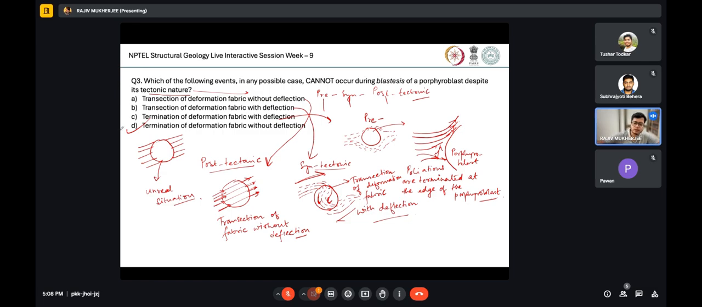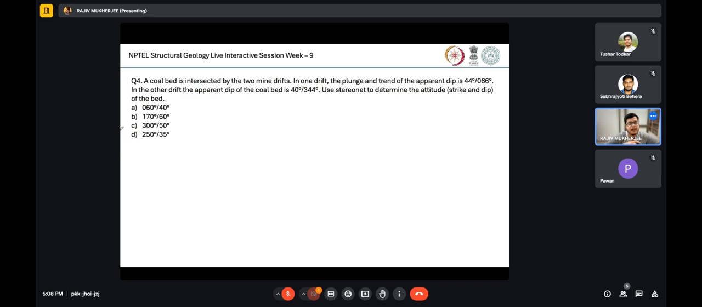Okay, so let us move on to the next question, question number 4. Since we had practical questions in the week 9 content, we are actually having some exercises as well here. The question tells us that a coal bed is intersected by two mine drifts. In one drift, the plunge and trend of the apparent dip is 44 degrees towards 066, and in the other drift, the apparent dip of the coal bed is 40 degrees towards 344. Use stereonet to determine the attitude, that means the strike and dip of the bed.